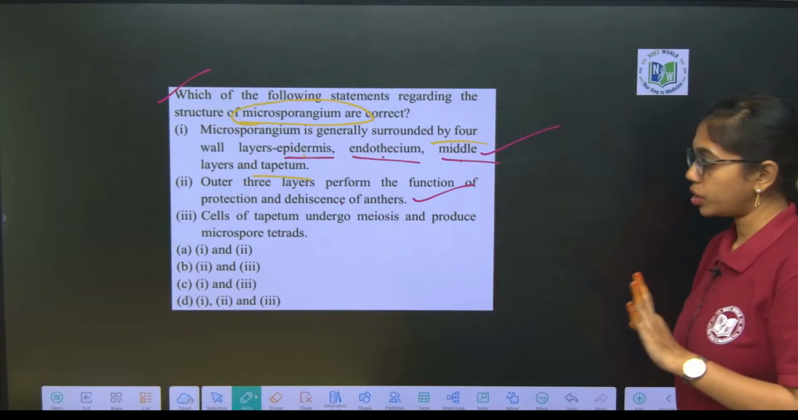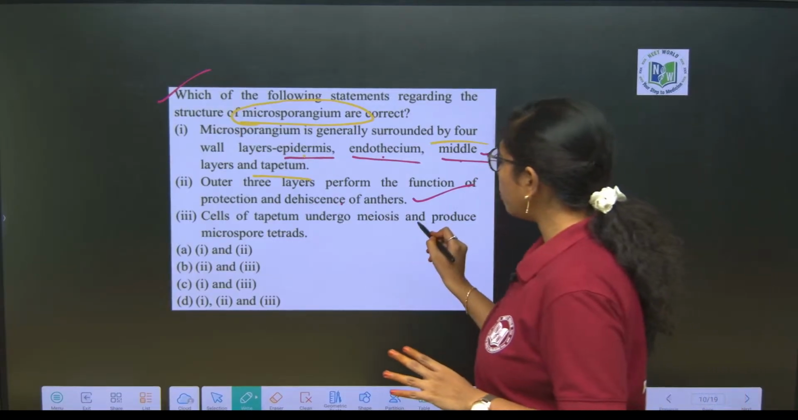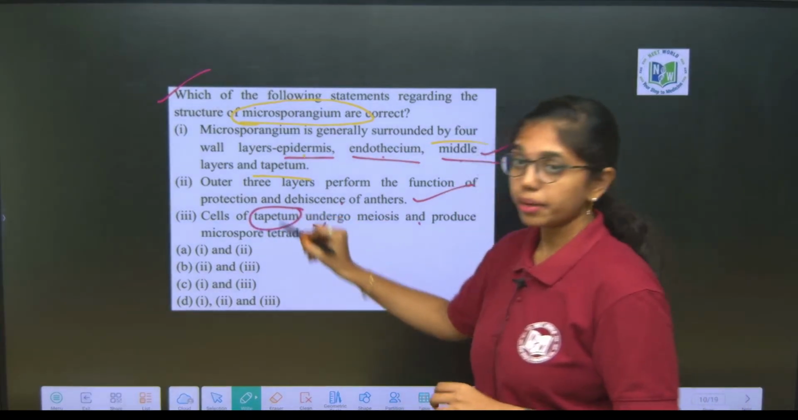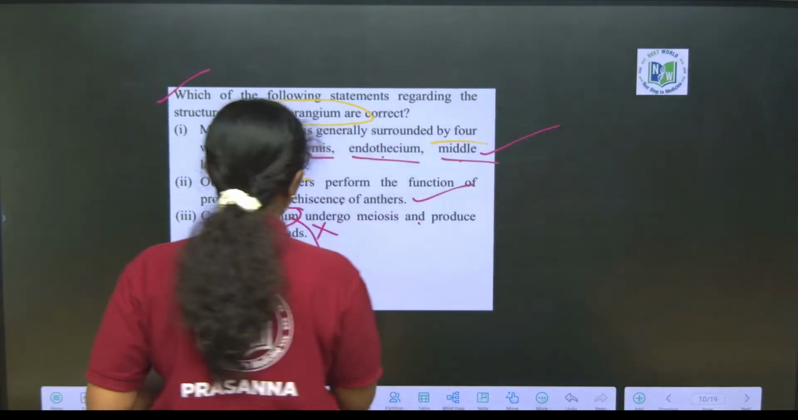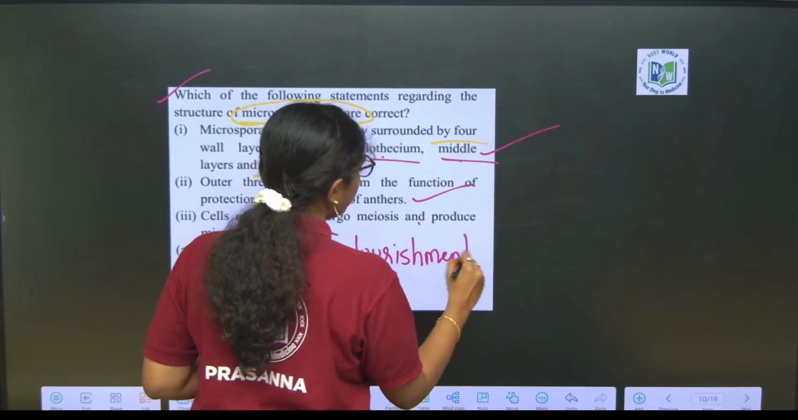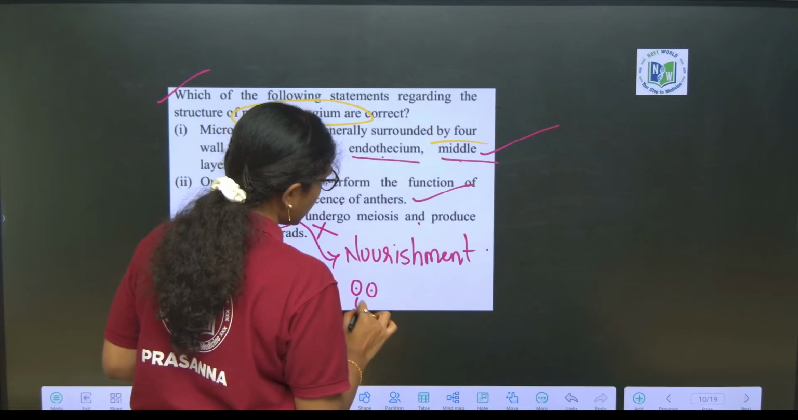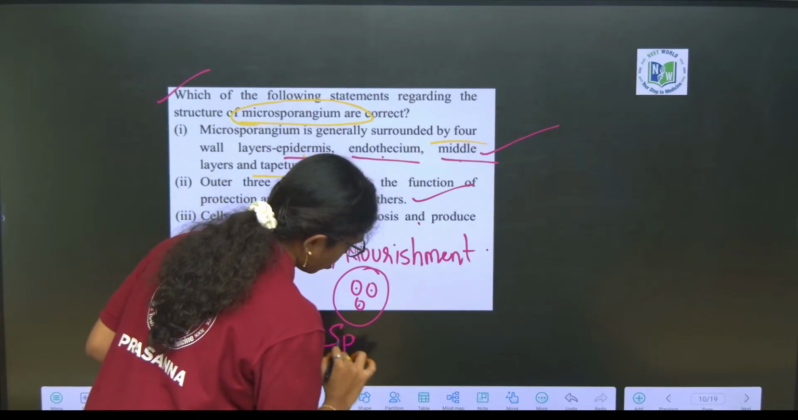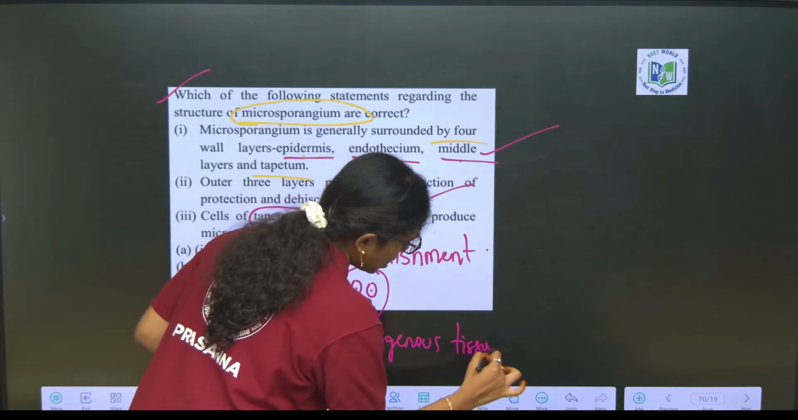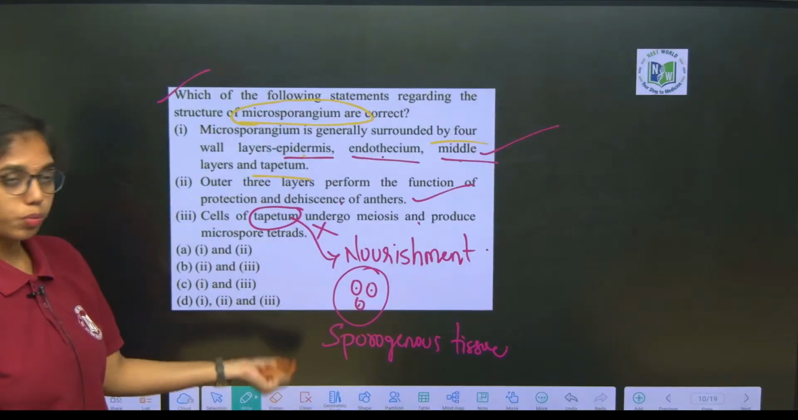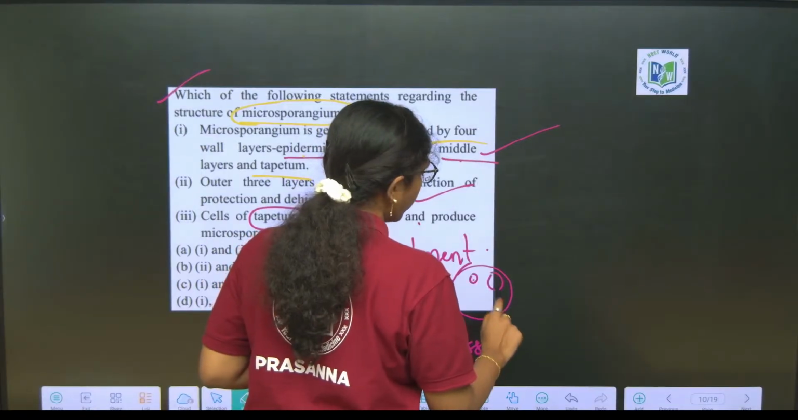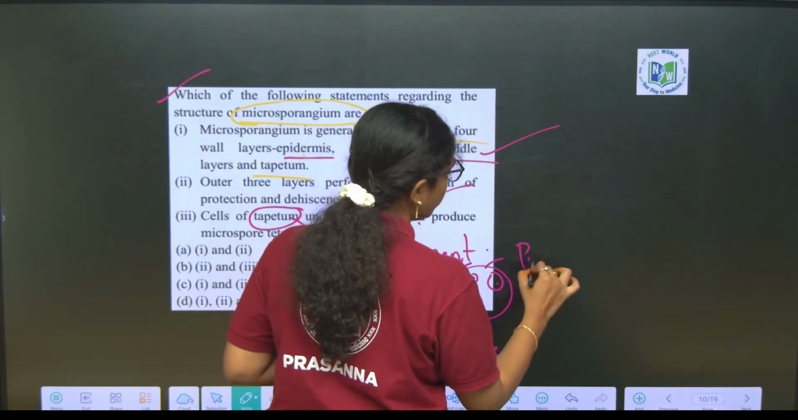Next, option 3, if you see: cells of the tapetum undergo meiosis and produce microspore tetrad. No, cells of the tapetum are nutritive in function. They will provide nourishment to the developing microspores inside the sporogenous tissue. Inside the sporogenous tissue, these haploid microspores will get nourished and develop into haploid pollen grains. Pollen grains will be formed.